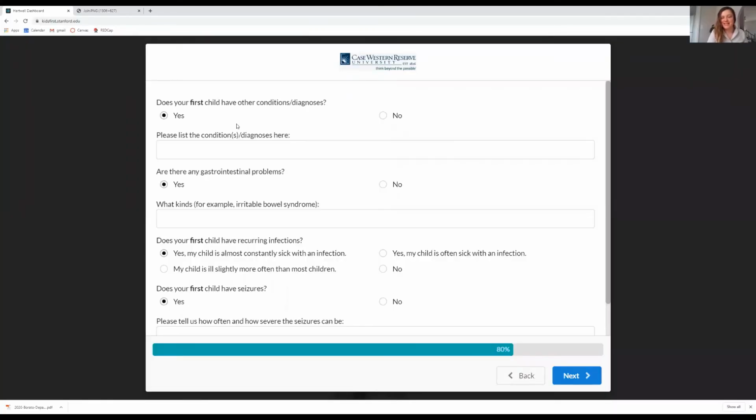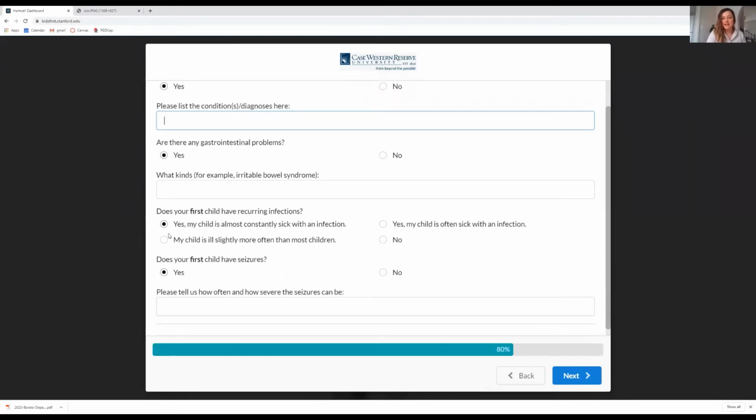On this page, please indicate whether your child has other medical or psychological diagnoses or conditions, with the exception of gastrointestinal or stomach problems, recurring infections, or seizures. We'll ask about those below. If you indicate yes to medical conditions, please list the conditions in the text box provided. Next, please indicate whether or not your child has gastrointestinal issues, which are problems with the stomach or intestines. If yes, please describe the problems, such as irritable bowel syndrome or constipation.